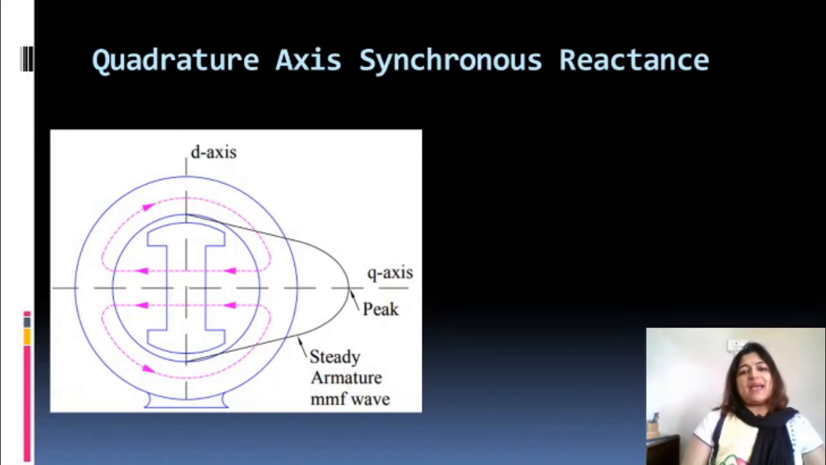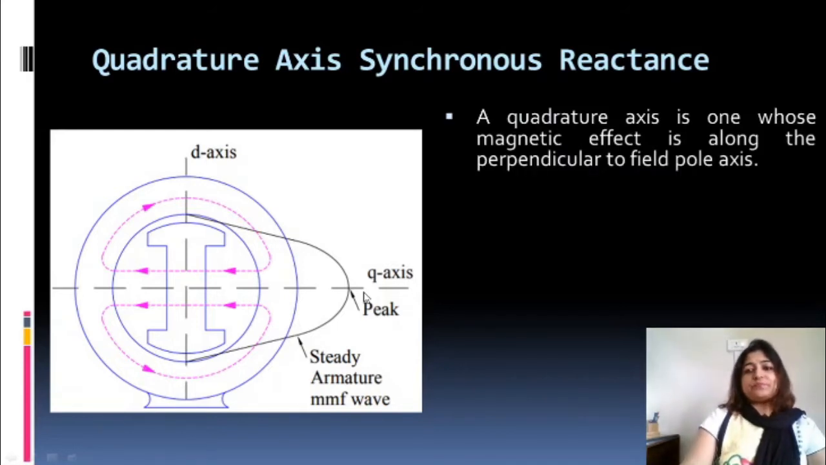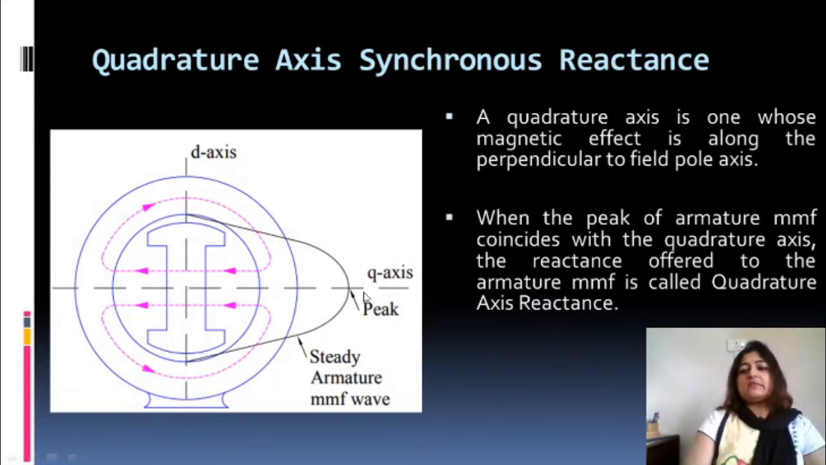If you understood clearly the concept of direct axis inductance as well as direct axis synchronous reactance, let's try to understand the same for the quadrature axis. Now, if this is the d-axis, the perpendicular is the quadrature axis, and the peak of the steady armature MMF will lie along the q-axis for a certain condition, for a certain reactance. Let's try to find that out. The quadrature axis is the one whose magnetic effect is along the perpendicular to the field pole axis, when the peak of the armature MMF coincides with the quadrature axis. So when it lies on the q-axis, the reactance offered to the armature MMF will be called the quadrature axis reactance.